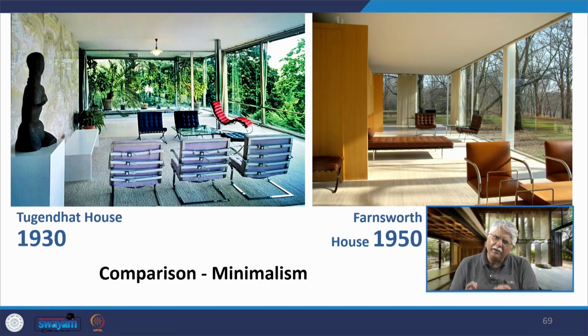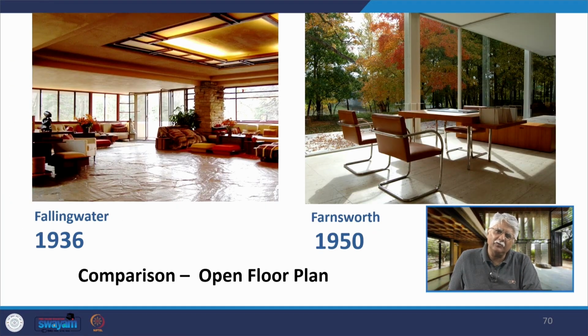So we compare his earlier work to the Farnsworth house. In the Tugendhat house in 1930, we find the same minimalism that appears later in the 1950s in the Farnsworth house, or the open floor plan of Fallingwater in 1936 again appears in Mies' work in the Farnsworth house in the 50s and also in the earlier project of the Tugendhat house.